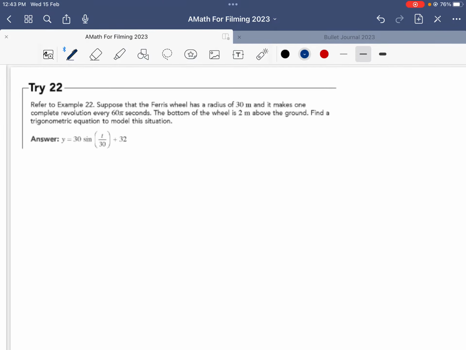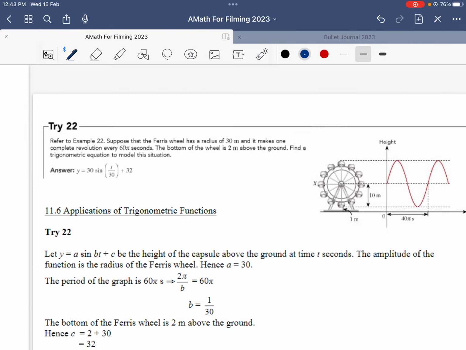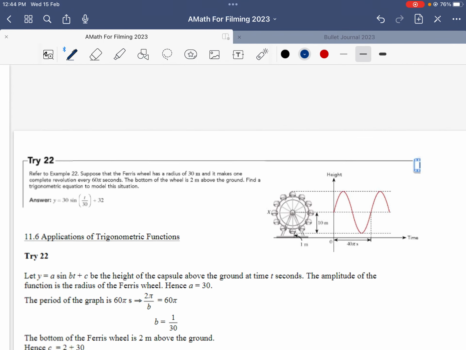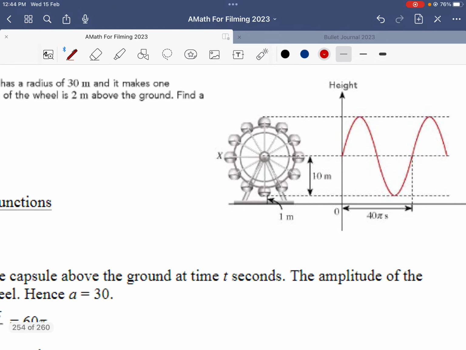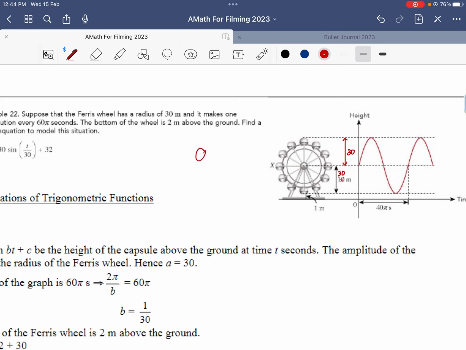Now, try 22. They ask you to refer to the Ferris wheel with a radius of 30 meters. Basically you just have to change certain values from the example itself. So what I did down here is I copied it out. They say that the radius now becomes 30. So let me change a few values here and there. This value here is actually 30, and this value here is equal to 30. Straight away you can say that the a value is equal to 30.